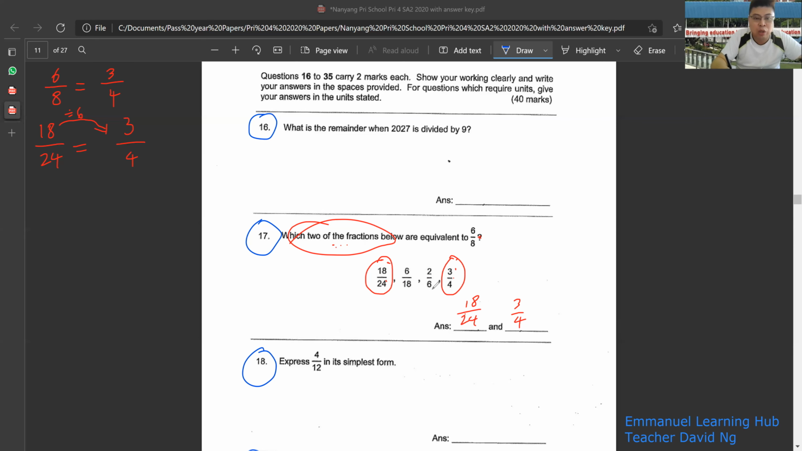Okay? In exam, that's what we'll do, because time is so precious. You don't have time to go and verify 6 over 18, 2 over 6. Is it equivalent to this? Because you already identified the two fractions.